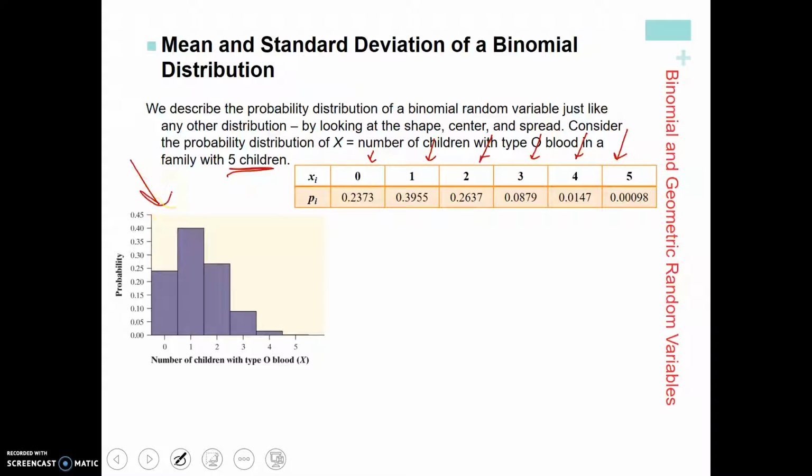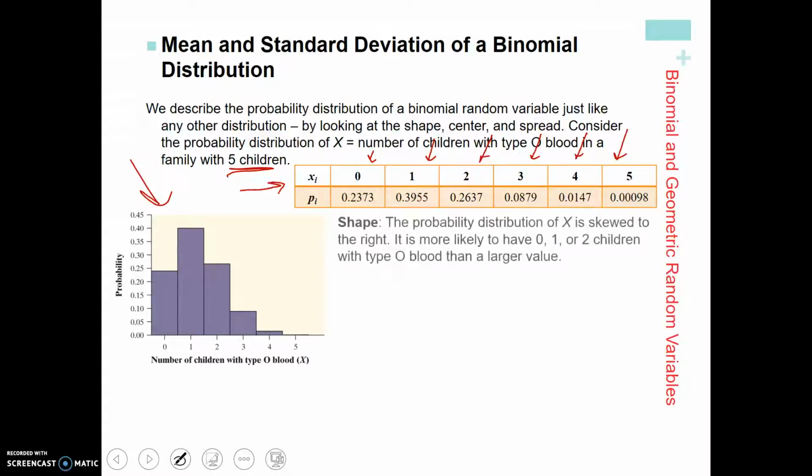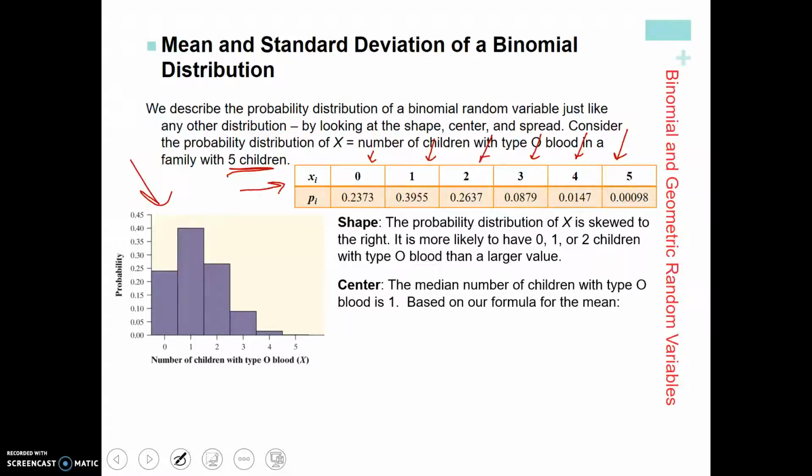So this is a table like our expected values that we've had before. This would be our histogram. And if you look at the shape of that histogram, it looks approximately normal. It's a little bit skewed right. And then if you look at its center, we could guess that the center would be around 1. So let's see if we can find its mean.